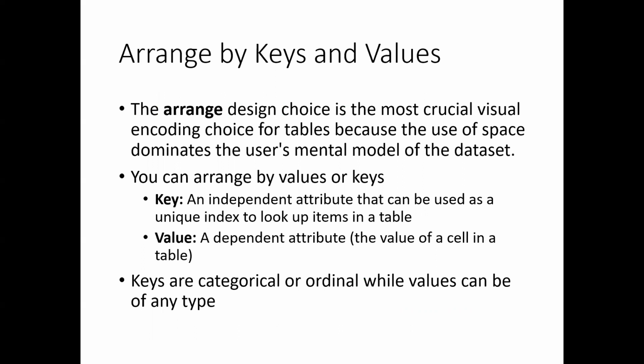So if we're thinking about arranging things by keys, a key is an independent attribute that can be used as a unique index to look up items in a table. The value is a dependent attribute, so it depends upon the value of the key. And keys can be categorical or ordinal, while values can really be of any different type, even up to the ratio level of measurement. They're not limited to the categorical or ordinal values.